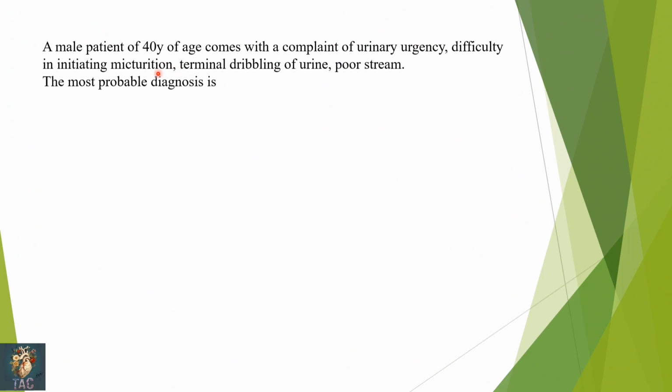Next MCQ is a male patient of 40 years of age comes with a complaint of urinary urgency, difficulty in initiating micturition, terminal dribbling of the urine and poor stream. The probable diagnosis is either urinary stones, rectal cancer, renal failure, the UTI or the benign prostatic hypertrophy. So remember, look at the age and then the complaints: urgency of urination, difficulty in initiating, dribbling of the urine and poor stream. So these all are classical signs of the benign prostatic hyperplasia and it is the correct option.